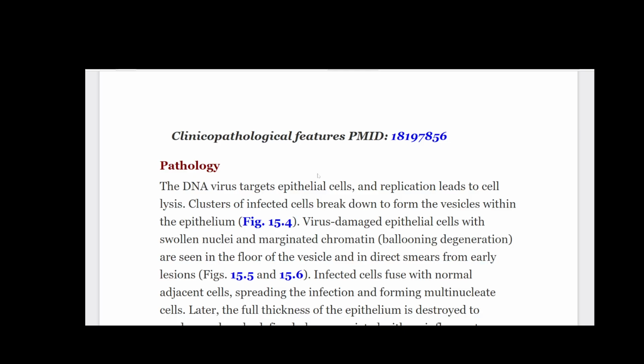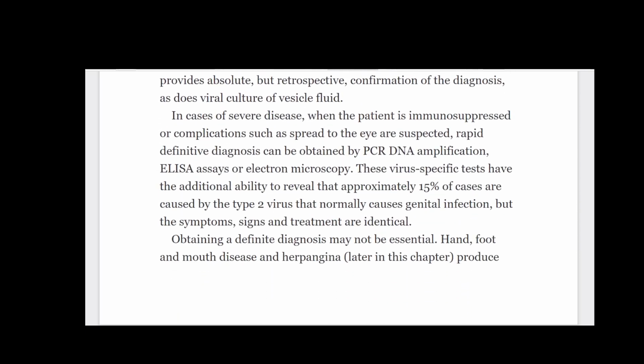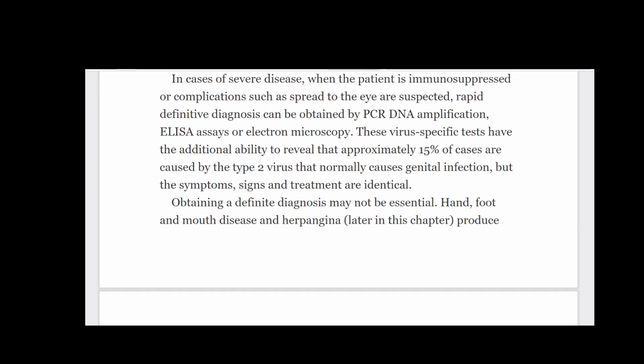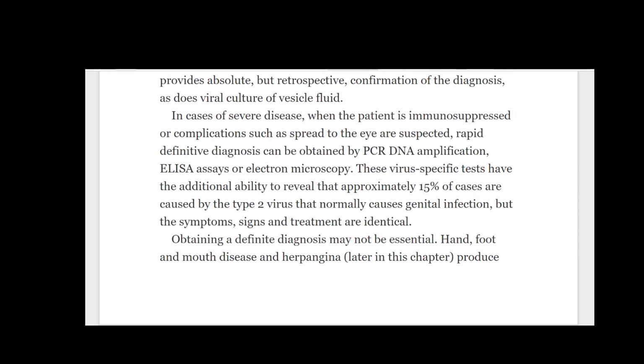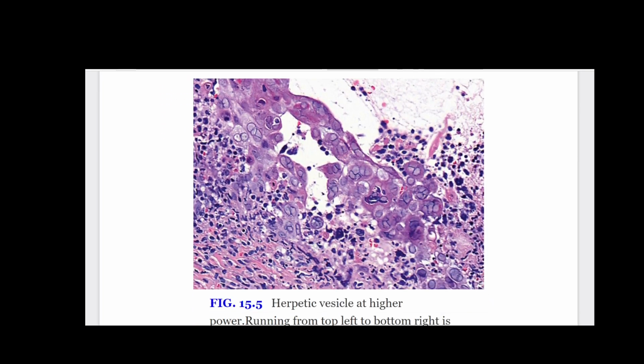In cases of severe disease, when the patient is immunosuppressed or complications such as spread to the eye are suspected, rapid definitive diagnosis can be obtained by PCR DNA amplification, ELISA assays, or electron microscopy. These virus-specific tests have the additional ability to reveal that approximately 15% of cases are caused by the type 2 virus that normally causes genital infection, but the symptoms, signs, and treatment are identical. Obtaining a definite diagnosis may not be essential. Hand, foot, and mouth disease and herpangina, later in this chapter, produce similar features and, if mild, all are treated only by supportive measures.